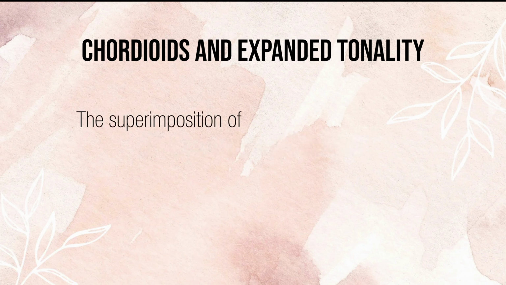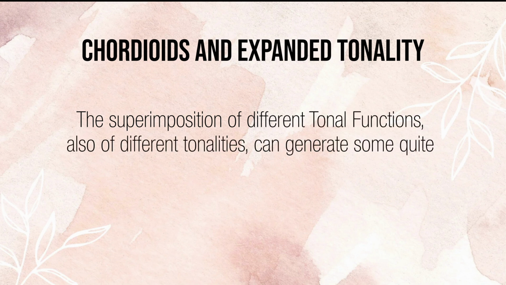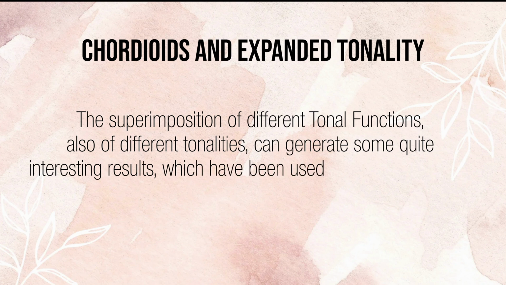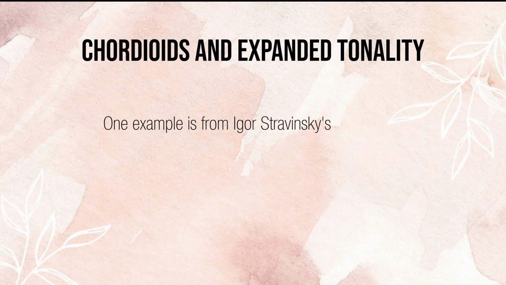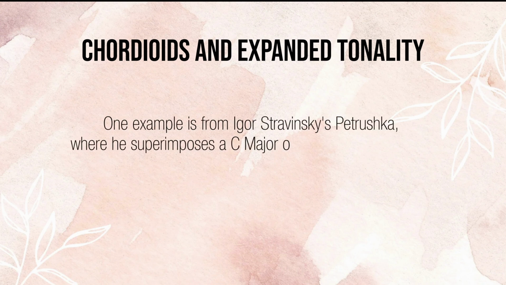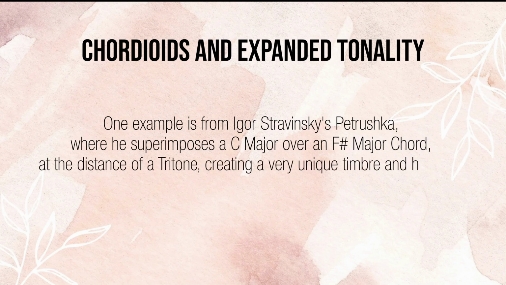The superimposition of different tonal functions, also of different tonalities, can generate some quite interesting results, which have been used thoroughly in the 1900s. One example is from Igor Stravinsky's Petrushka, where he superimposes a C major over an F sharp major chord, at the distance of a tritone, creating a very unique timbre and harmony.